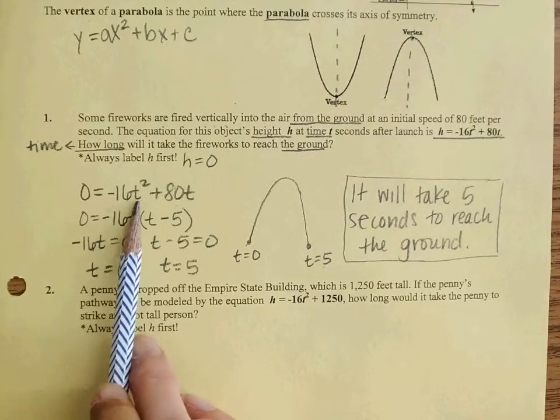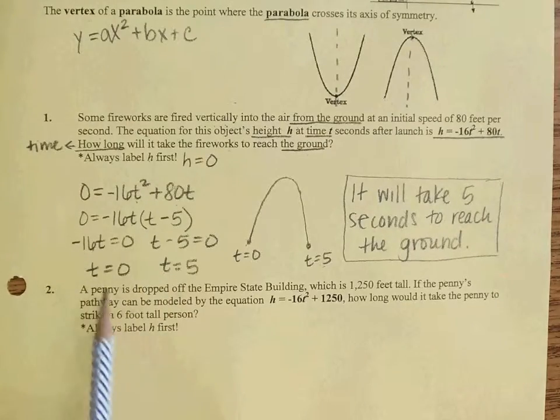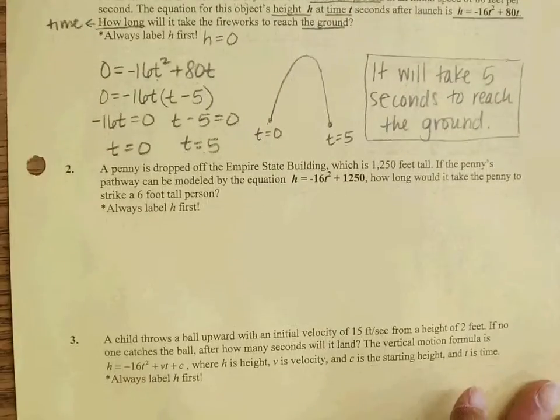Remember, when we are solving for t and we have t squared, we'll have at most 2 possible answers. You just have to think about which answer is going to make the most sense to answer the question. Okay, so let's go ahead and start number 2.